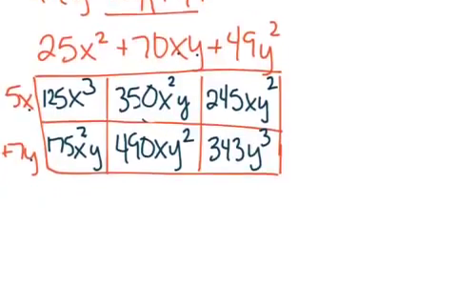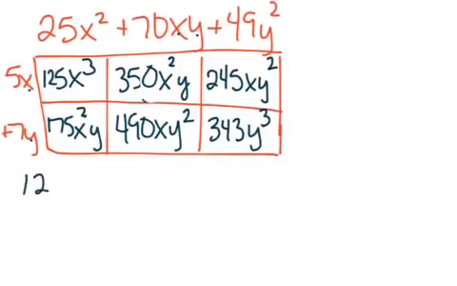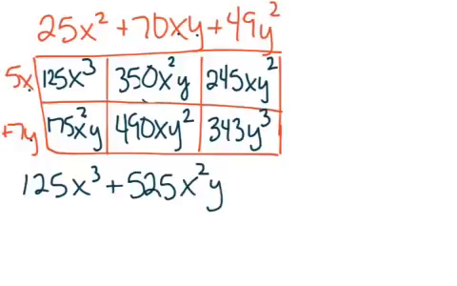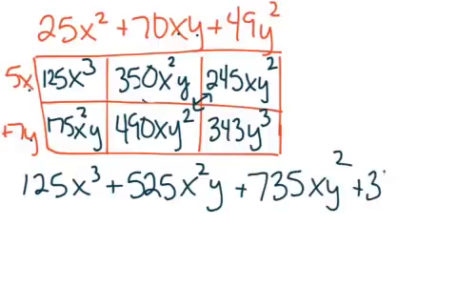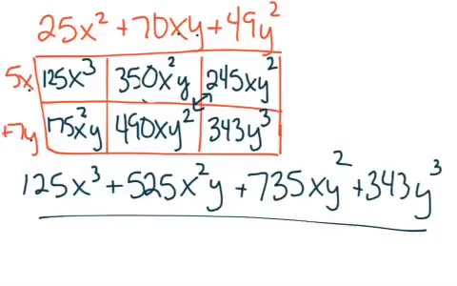So now when I combine like terms, I'm going to have 125x cubed. 175 plus 350 is going to give me 525 x squared y. 490 plus 245 is 735 xy squared plus 343 y cubed. Done. So the other ones in between, I want you to do yourself.